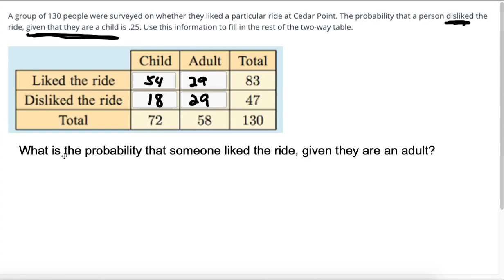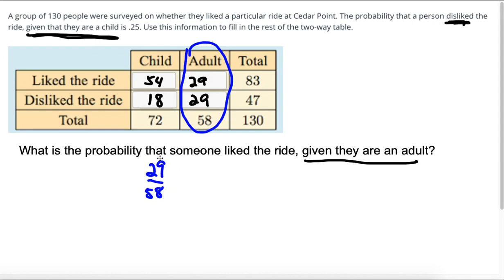Now we have a second question here. What is the probability that someone liked the ride given they are an adult? So now we're going to use the table to come up with a probability. Now it says we are looking at the adult column. So I'm looking at the adult column, and I want the probability that someone liked the ride. So there are 29 adults that liked the ride out of a total of 58.